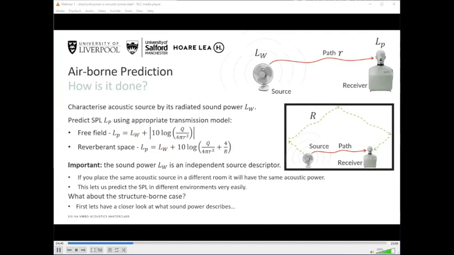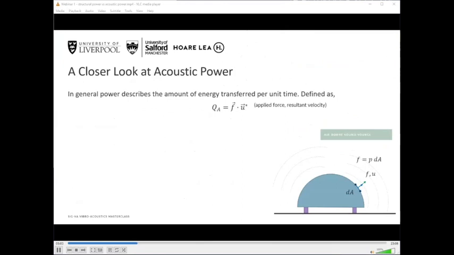Now, what about the structure-borne case? Well, we will see shortly that this property of independence is the principal difference between airborne and structure-borne predictions. To see why this is the case, we first need to unpick the sound power in a little bit more detail. So in general, whether we're looking at acoustic or structural power, power describes the amount of energy that is transferred per unit time. We could define it as in this equation here, where F represents force and U represents velocity.